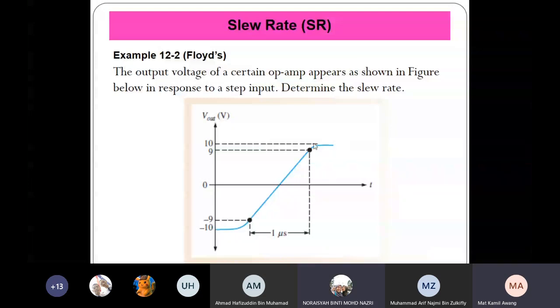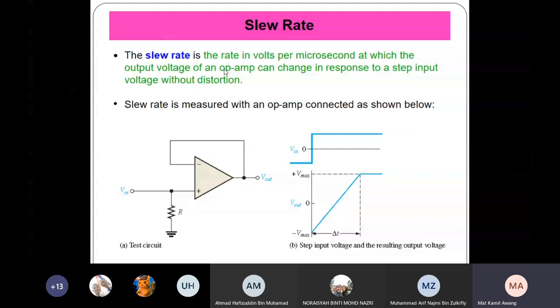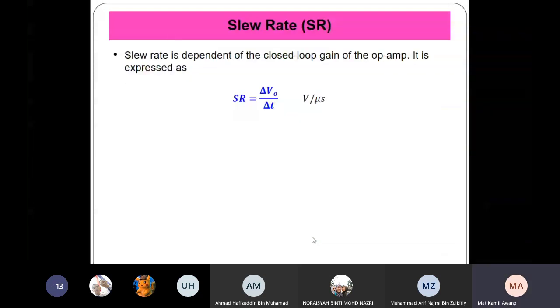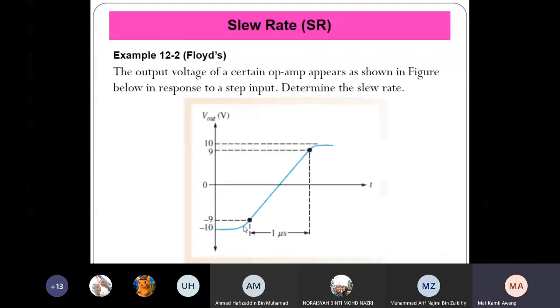So based on the definition, you need the response to the unit step input voltage without distortion. So basically you take the part which has no distortion. In this case, the part which has no distortion is from minus 9 volts to plus 9 volts. So this is actually the part that you take. And this takes about 1 microsecond.